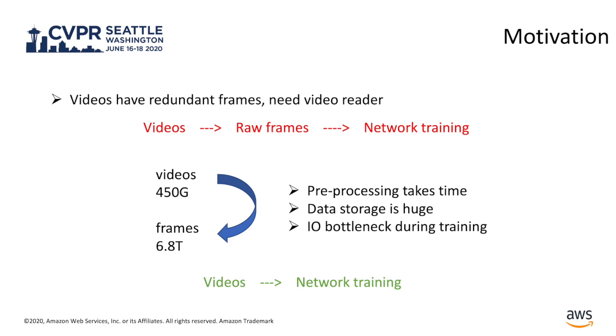Take an example. Kinetics 400 is one of the most popular datasets in the video classification domain, which has about 300,000 videos. It is not that large scale in the deep learning era nowadays. Its raw, unresized videos take about 450 gigabytes of storage space. However, when decoded to video frames, they take 6.8 terabytes of disk space.